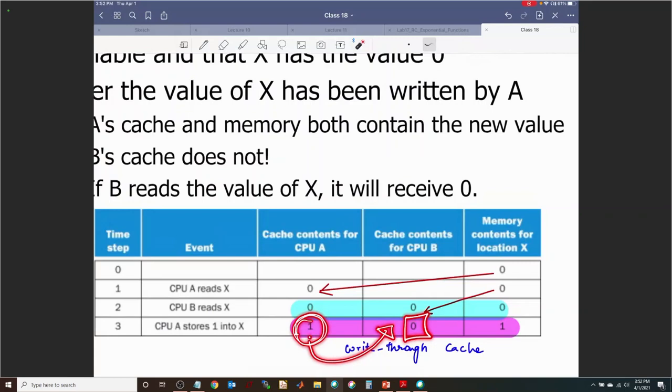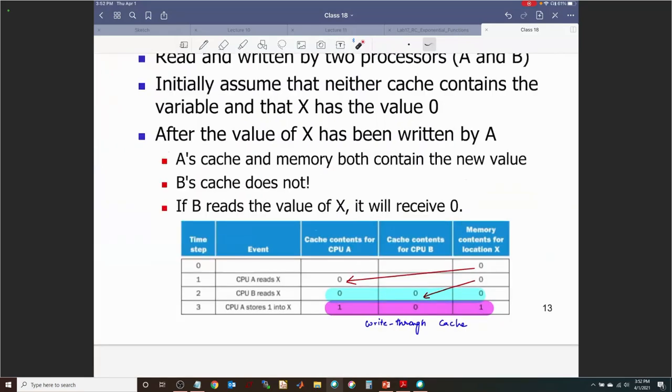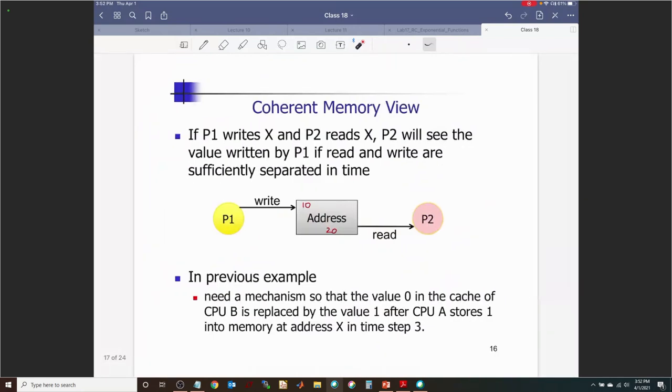So you have written something new to it, and you have to tell others that you have written something to it because others are not going to know. The CPU that writes to it has to initiate it and take that responsibility. So that is coherent memory view. One processor writes, the other processor reads. After the write is stable, when the data that you read is consistent with the data written, that means it is coherent. That means it is coherent memory view.